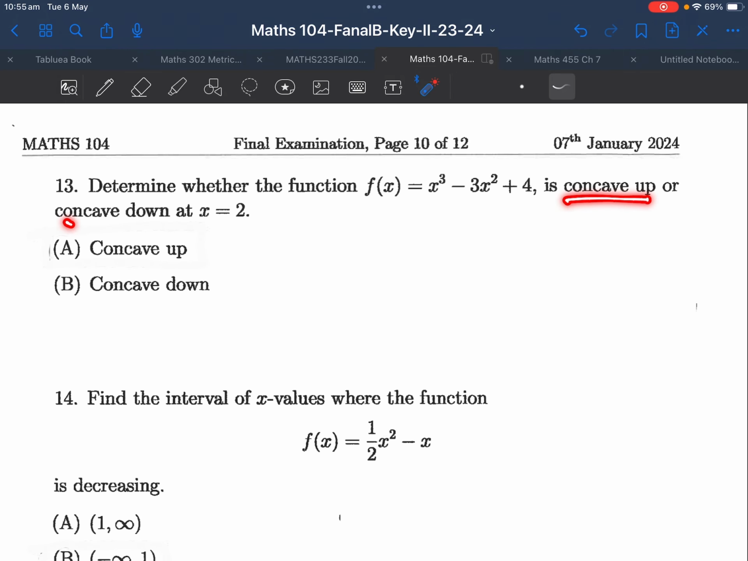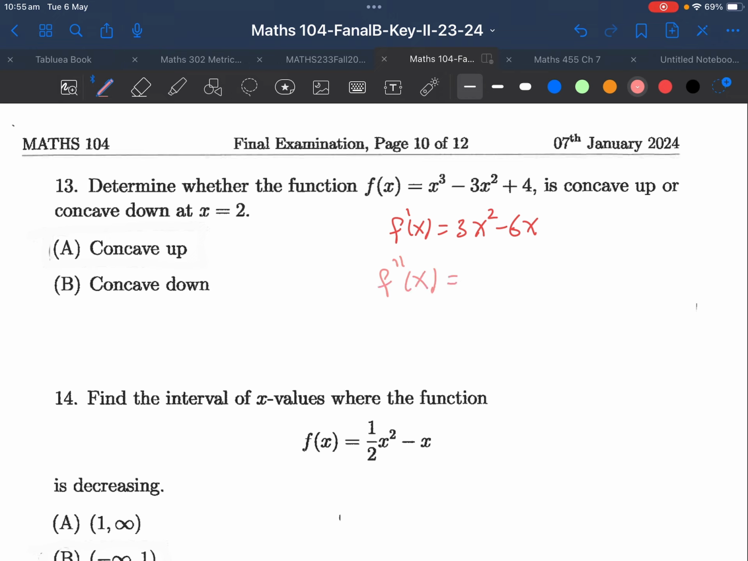Now, determine whether the function is concave upward or downward at x equals 2. What does it mean, concave upward or downward? We need to find the second derivative, which is 6x minus 6. And now we need to substitute just 2. If we substitute 2, we get 6, which is positive, so it is concave upward.